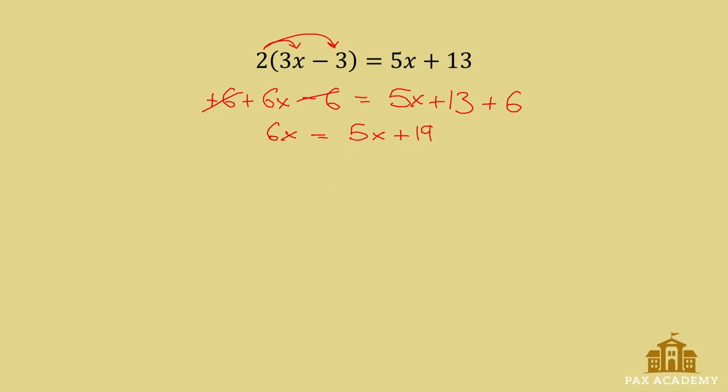And then we need to put this 5x on the other side. Now in order to get rid of 5x on this right hand side, because it's a positive 5x, we need negative 5x. And whatever we do on one side, we need to do to the other side. So we need to also put minus 5x on this side. And then we solve. On the right hand side, positive 5x minus 5x cancels out, it's equal to 0. And then minus 5x plus 6x is simply x. So we get x is equal to 19. Excellent.